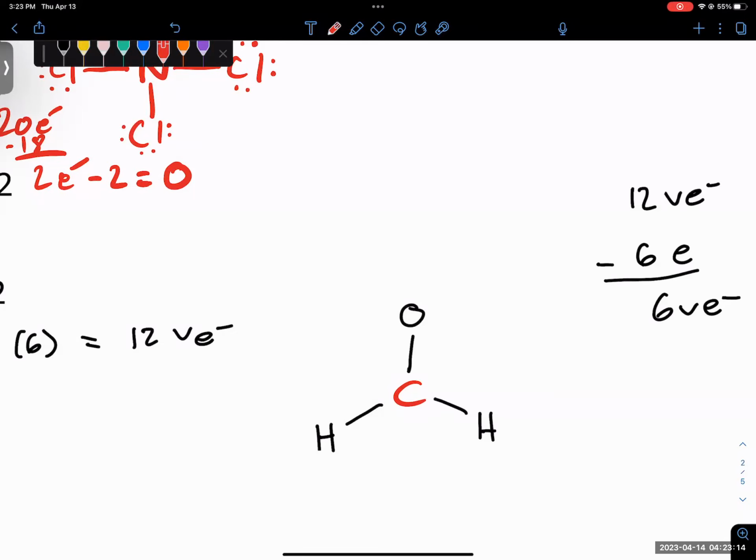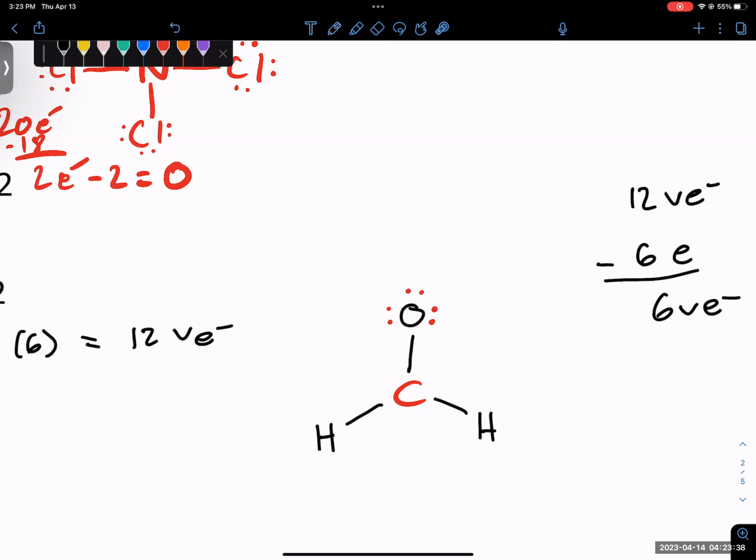So we would put them on as lone pairs. 1, 2, 3, 4, 5, 6. Therefore, oxygen would need 3 lone pairs, for a total of 6 electrons. And how many more lone pairs would carbon need to satisfy its octet rule? Well, first we need to see how many it has.